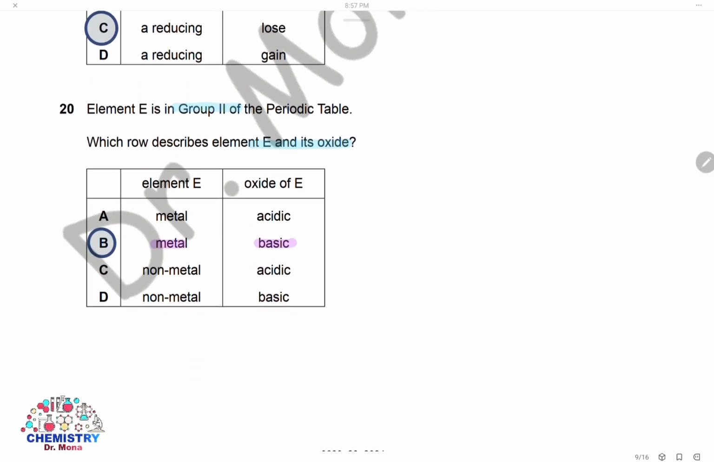Question 20. Element E is in group 2 in the periodic table. Which row describes element E and its oxide? Of course, in group 2, element E is a metal and oxides of metals are basic oxides, so the answer is B.